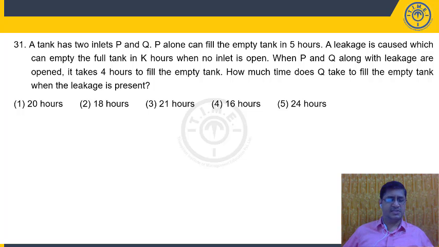A tank has, now here individual questions. A tank has 2 inlets P and Q. P alone can fill the tank in 5 hours and a leak is caused which can empty the full tank in K hours when no inlet is open. No inlet open means only the emptying pipe can empty the full tank in K hours. When P and Q along with the leakage are opened, it takes 4 hours to fill an empty tank. How much time does the Q take to fill the empty tank when the leakage is present? When the leakage is present means Q and the leakage pipe both are working here.